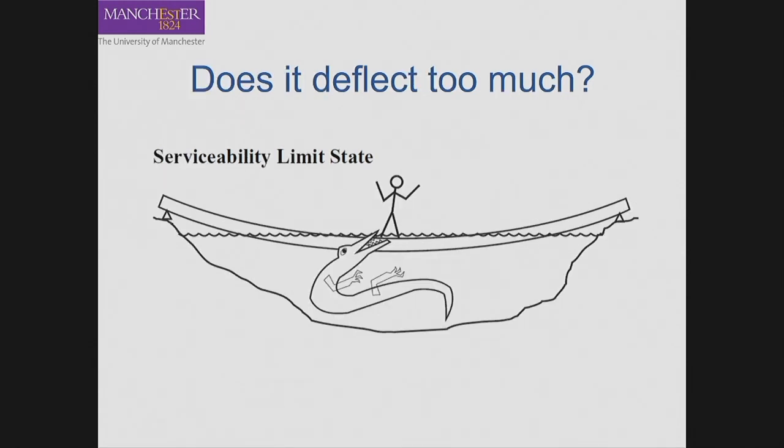Second is, it may not break, but it may deflect too much. And then it's a feast for the alligator in that sense. So it deflected so much that the water came up and then the bridge or this crossing is no longer serving its purpose. So serving the purpose is the main thing that you need to have in your mind. In this case, the crossing didn't break. It is strong, but it deflected too much so that it doesn't serve its purpose.